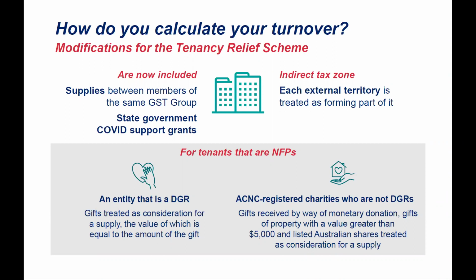I highlight this because these are a type of income that wouldn't ordinarily be included on the BAS because it's not the consideration for a supply. I've also noted down the bottom there that for deductible gift recipients and for ACNC registered charities who are not DGRs, gifts are treated as consideration for a supply to the value of which is equal to the amount of the gift, and gifts by monetary donation, gifts of property with a value of more than $5,000 and listed Australian shares are treated as consideration for a supply. Again, ordinarily they wouldn't be supplies that would appear on a BAS.